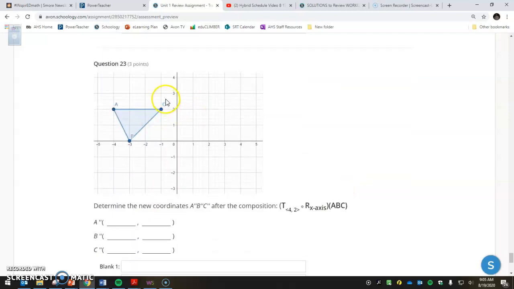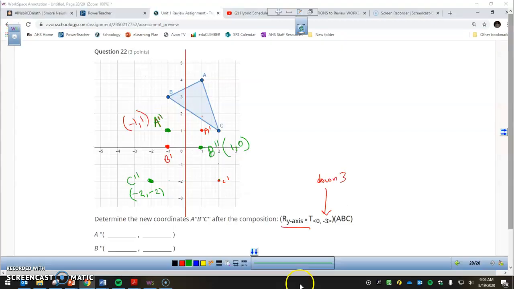Last problem is question 23. So question 23, we have a composition of a translation right 4 up 2 after you do a reflection over the x-axis. So we got to do the reflection first in this problem. So a reflection over the x-axis will look like this.